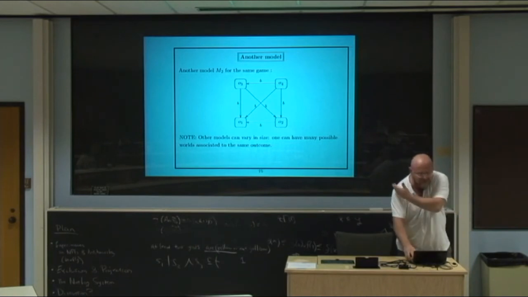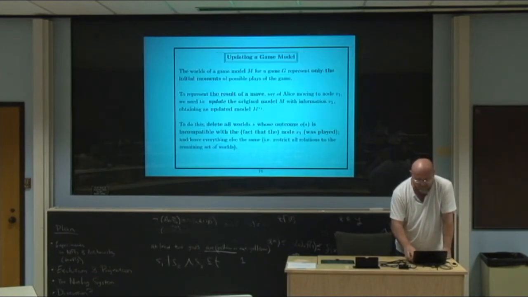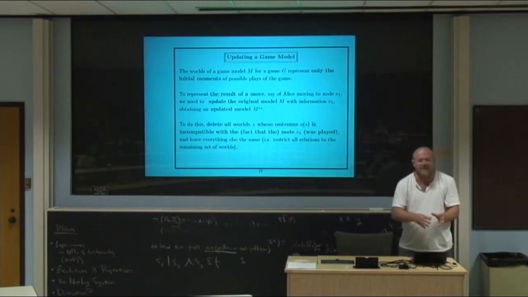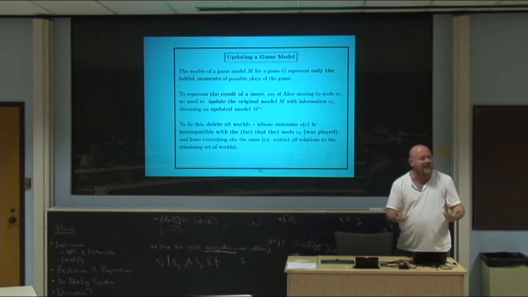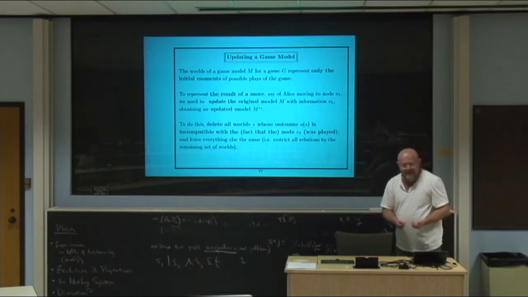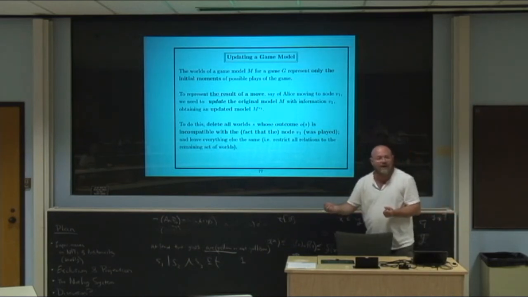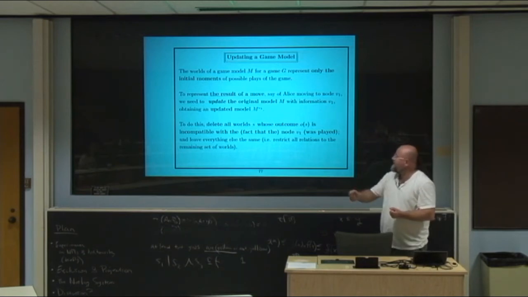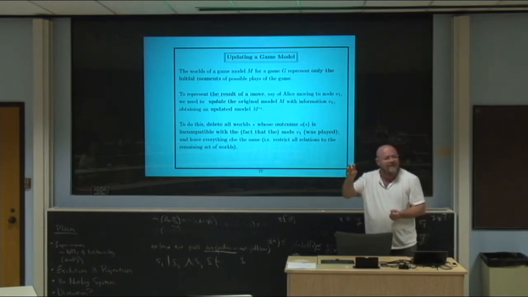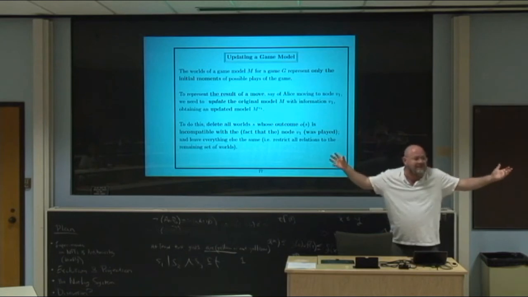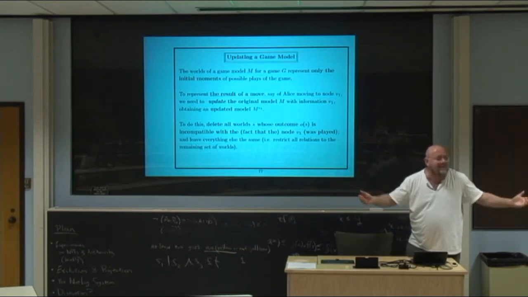Which is a possibility. Of course, we can have other models in which this is not the case. Now, we model a move in a game as an update. I already kind of announced this. So the moment Alice says she moves to node V1, we interpret this as an update with the V1 sentence that says, well, that's it. That's what happened.